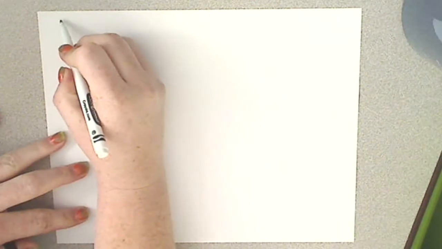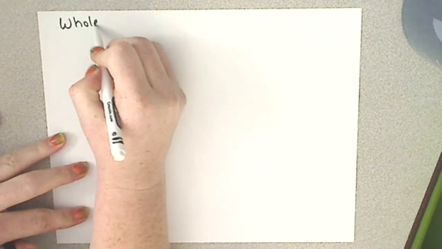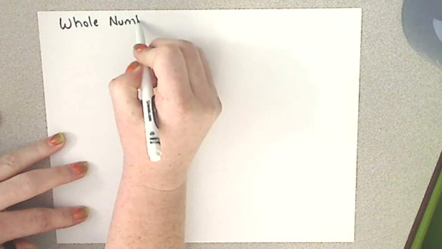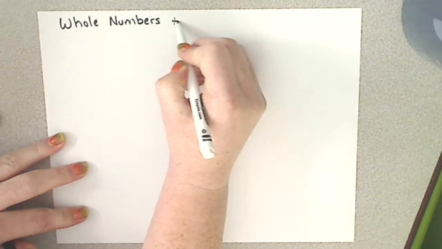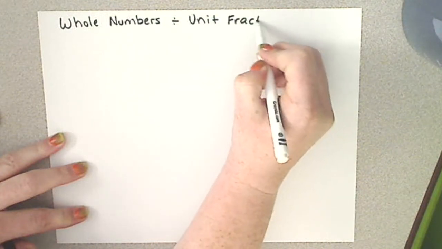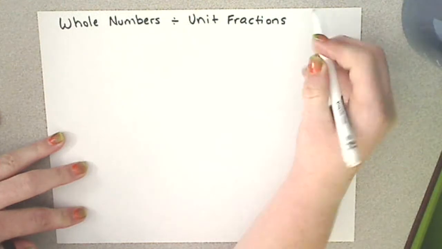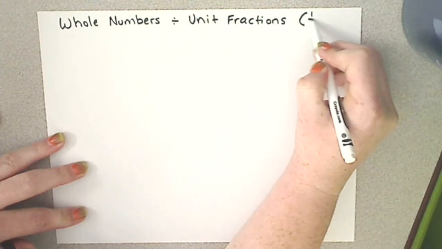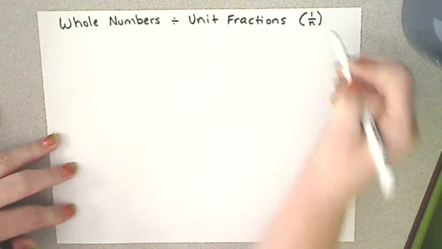Today, we are going to be focusing on dividing whole numbers by fractions. And if you remember, in one of the last videos, I mentioned how you're only going to be dividing whole numbers by unit fractions. So let's see, whole numbers divided by unit fractions. And just to give you the reminder, a unit fraction is 1 over a positive integer.